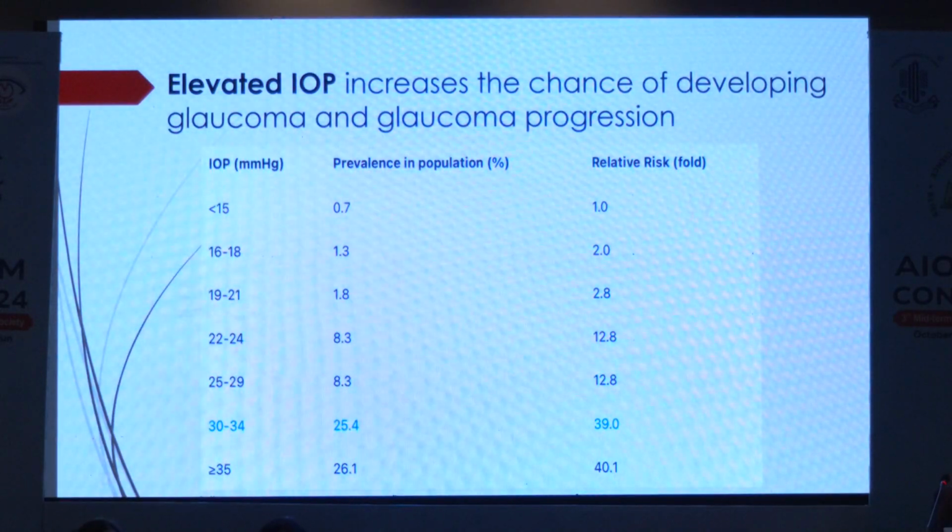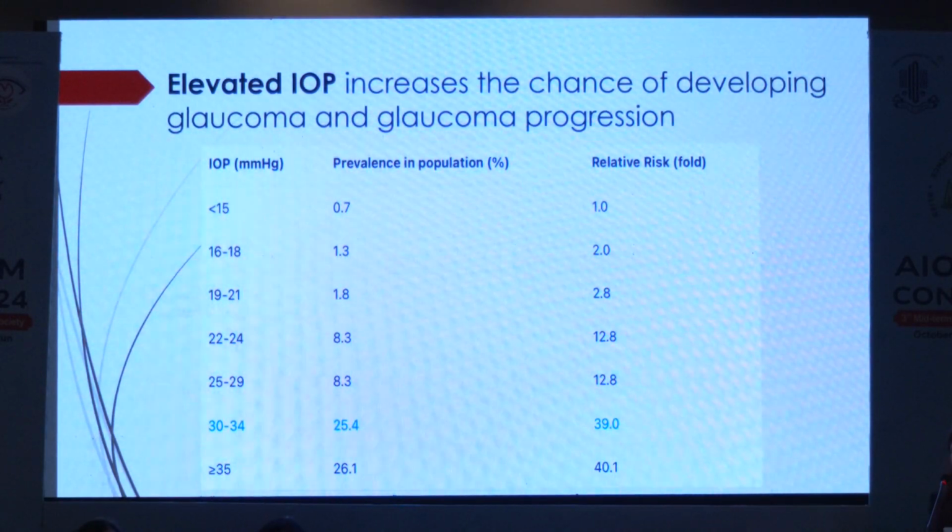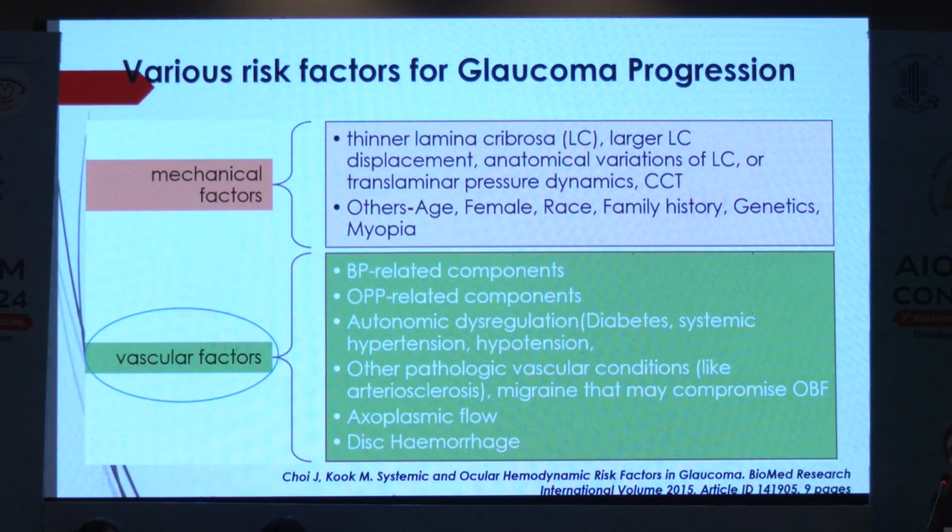So elevated IOP does increase the chance of developing glaucoma and glaucoma progression, but there are various other risk factors which need to be considered. Some of them we have classified as mechanical factors and vascular factors. Mechanical factors, some of which are not modifiable, are your age, sex, race, family history, genetics, and whether you have a refractive error or not.